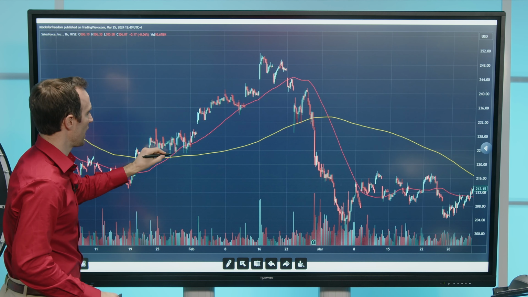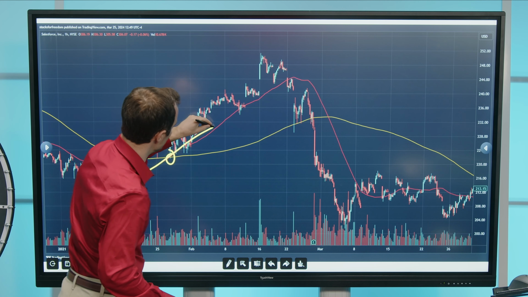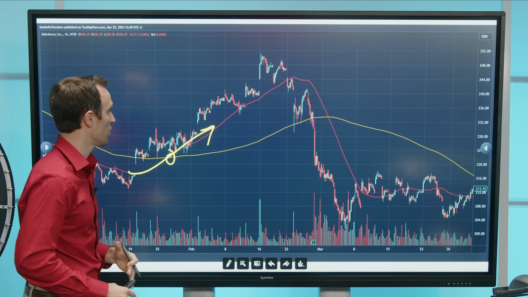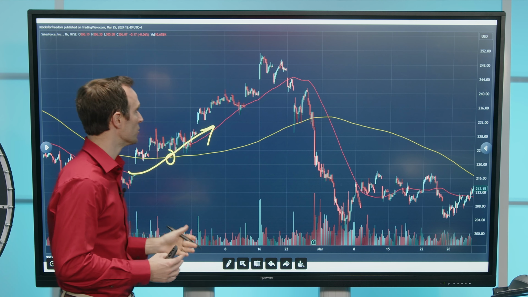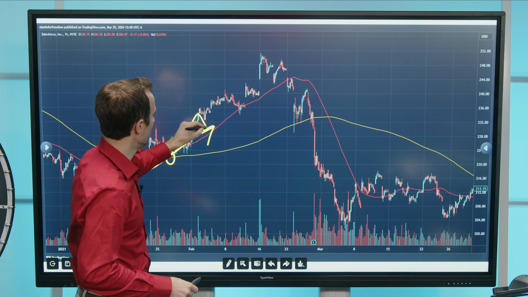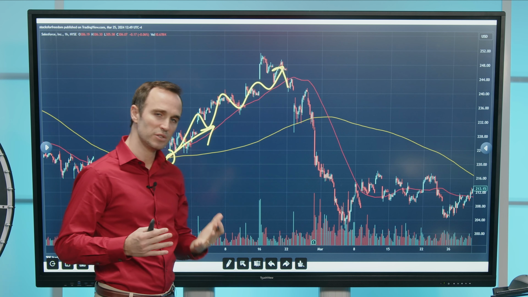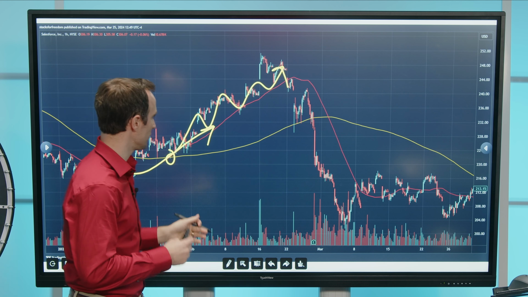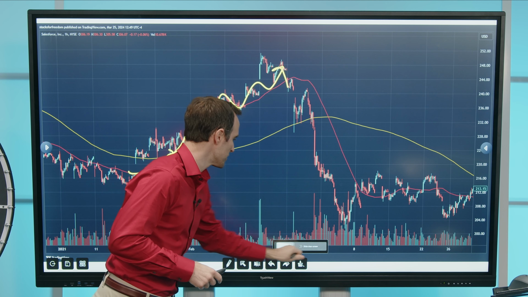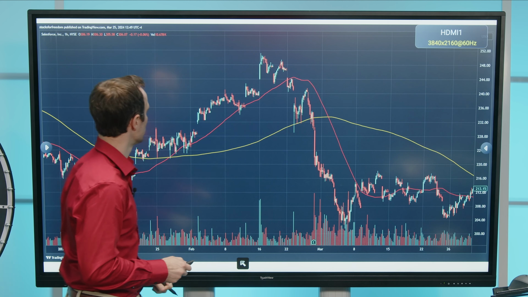When the 50 moving average crosses up above the 200, that's called the golden cross. And that's telling you that the trend is higher, okay? So really interesting to look at all of these different aspects of the moving averages.